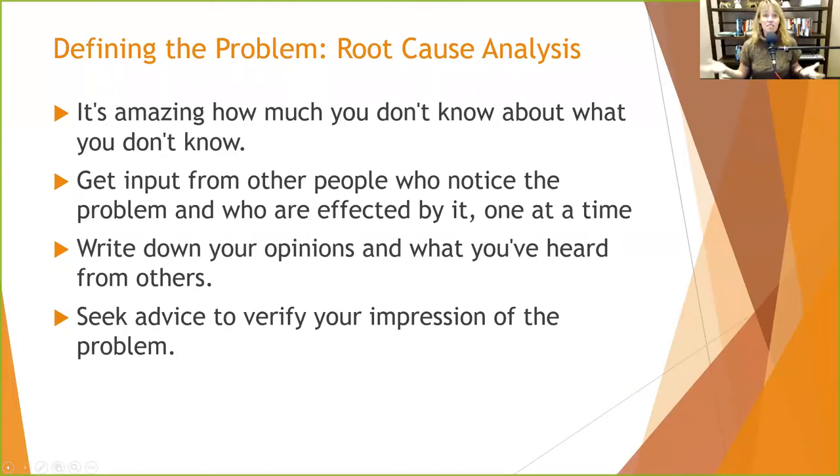If the situation is appropriate, get input from other people who notice the problem, who may be affected by it, but do it one at a time. So maybe you're having a difficult time at work and you're just struggling and you're angry and you got passed over for a promotion and you're really frustrated about it. Maybe you're reaching out to some of your coworkers and going, I don't understand why I didn't get the promotion. Do you notice or do you see something that I need to work on so I can get the promotion the next time? Definitely talking to the promoting supervisor would be one way to get input.